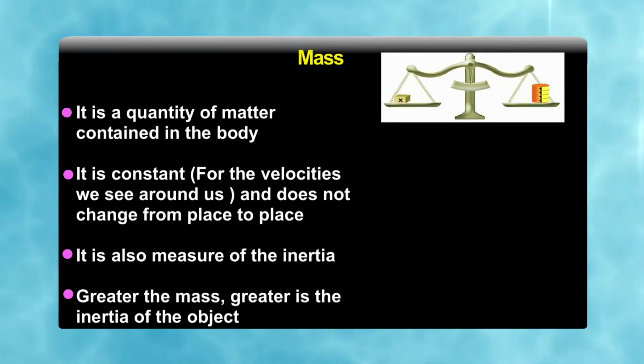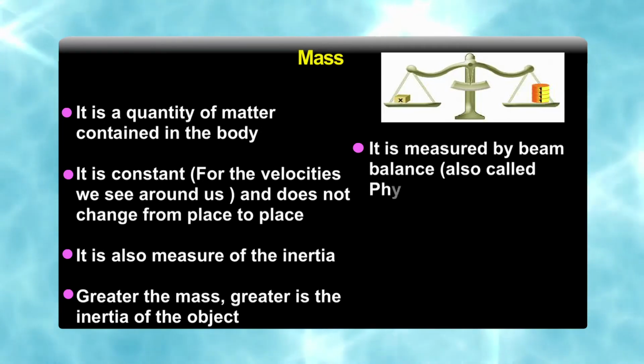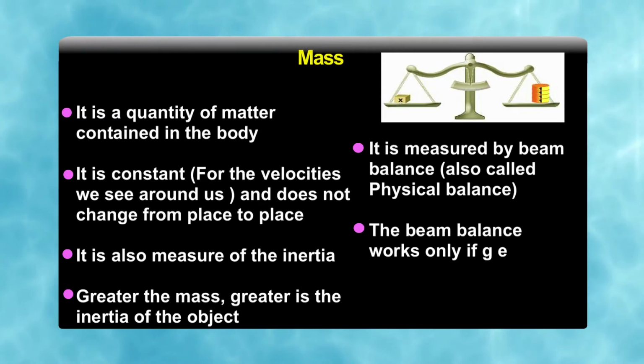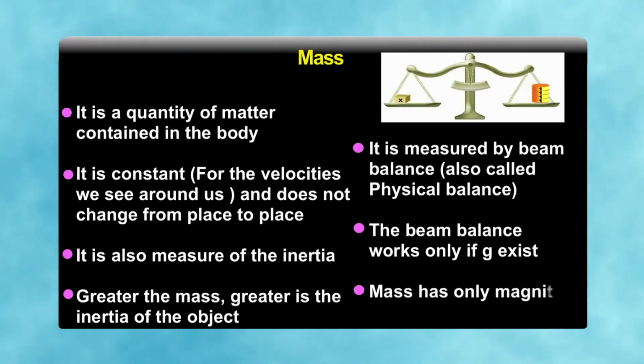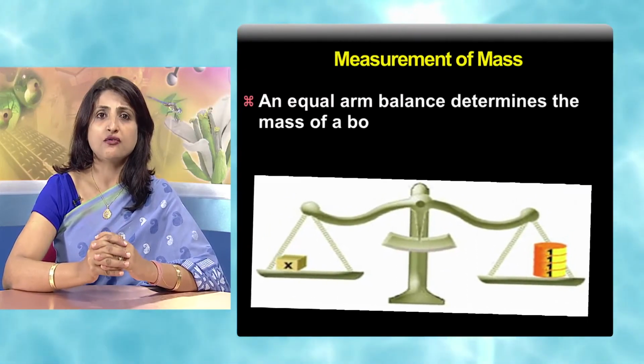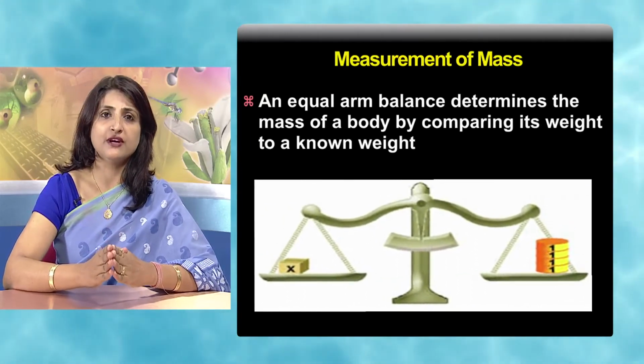How do we measure mass? It is measured by a beam balance, also called a physical balance. This beam balance works only if acceleration due to gravity exists. Mass has only magnitude. An equal arm balance determines the mass of a body by comparing its weight to a known weight.